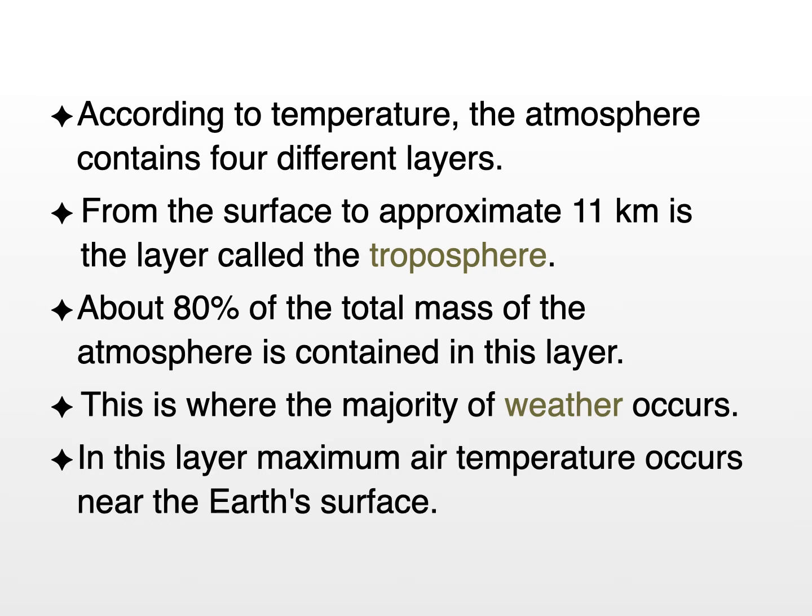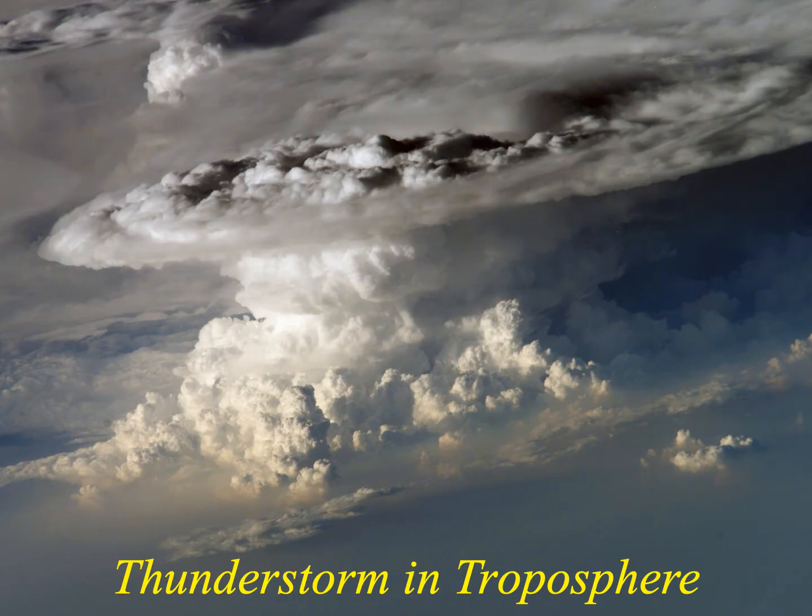What defines this layer is that maximum temperature occurs near the Earth's surface, and temperature decreases as you move up in altitude. Now here's an example of one of the major features that exist in the troposphere. This is a thunderstorm, and the top of it is limited by the top of the troposphere. It does not extend much further than the top of the troposphere.